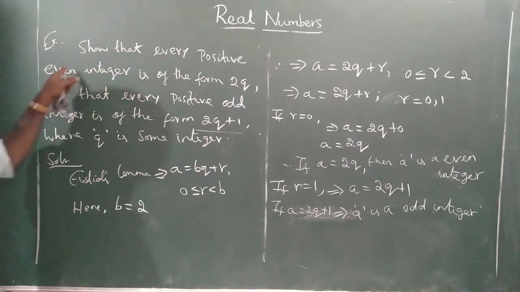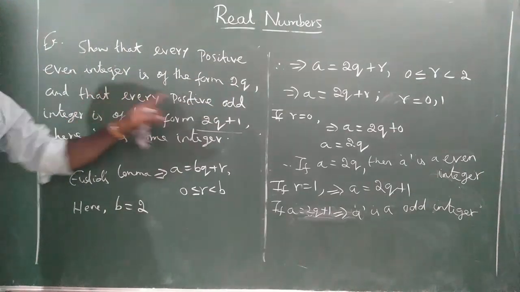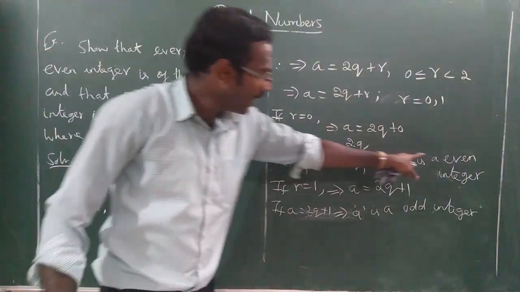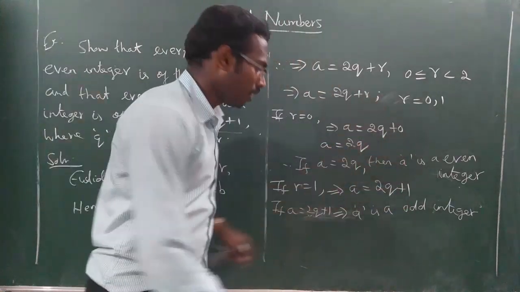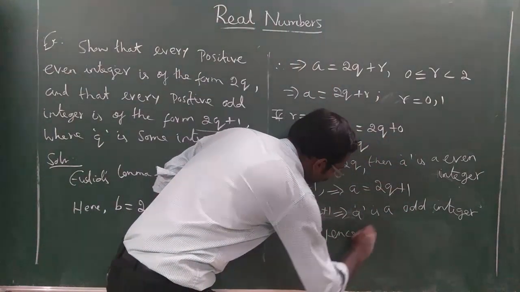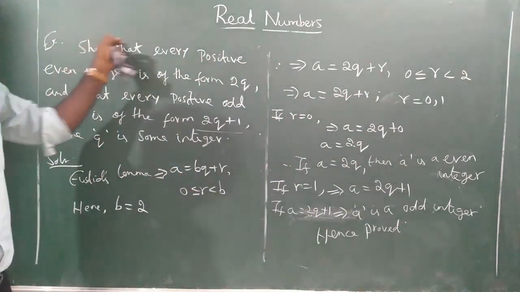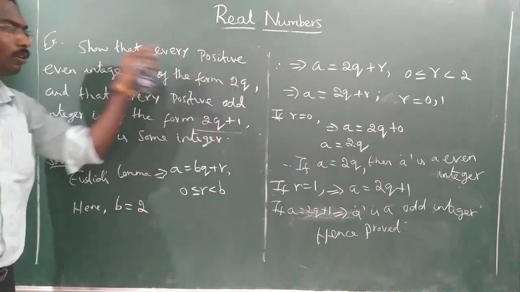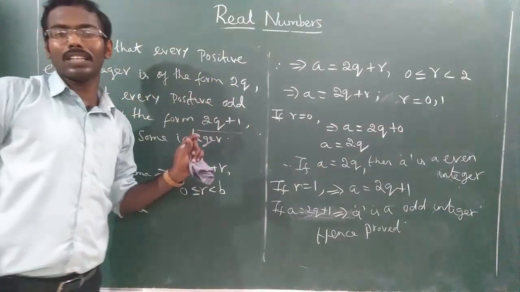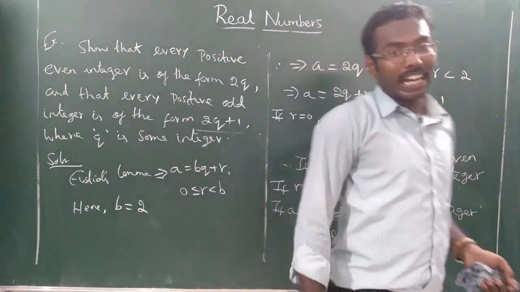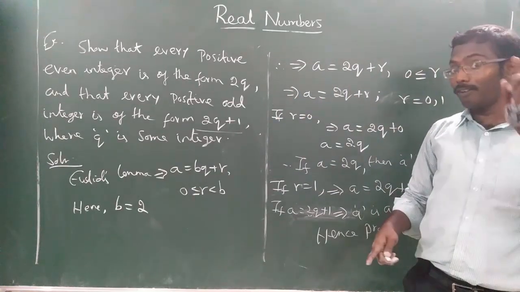See, every positive even integer is of the form 2q and every positive odd integer is of the form 2q plus 1. See here, even integer 2q, odd integer 2q plus 1. Hence proved. That's all. You can write the final statement like this. Thus, it is proved that every positive even integer is of the form 2q and every positive odd integer is of the form 2q plus 1. That's all. There is the same model sum in your exercise 1.1 second sum.